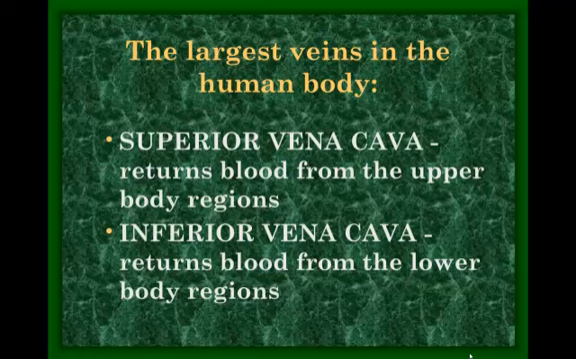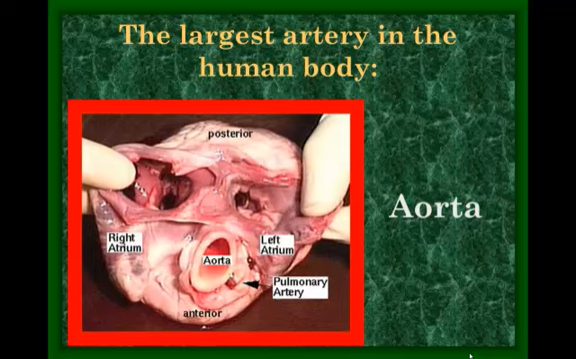Then our blood from our lower part, our trunk, which is where your abdomen is, and from your legs and toes and all that, that blood is coming up and it's going to go into the heart through the inferior vena cava. And then, as was mentioned, the largest artery in the human body is the aorta.